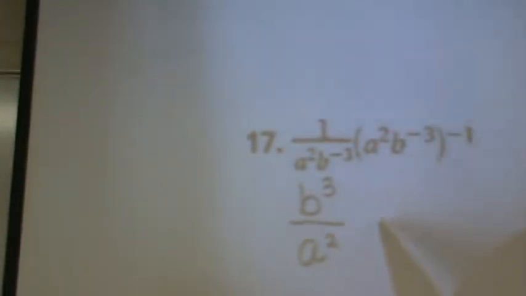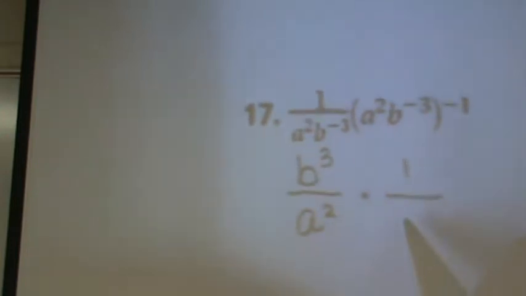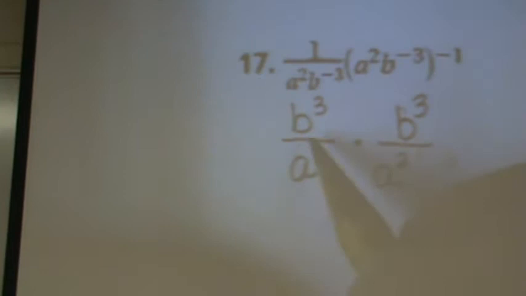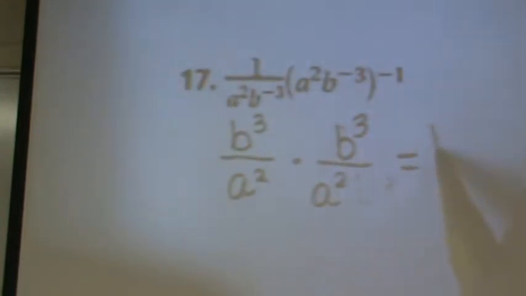And then this is going to come, because it's all to the -1 power, you're going to flip this, and it's going to be a squared b to the -3, because it's to the -1 power, so you bring it in the denominator. But this -3b is going to come up here, so you can just move this and make this b to the third up here. So now you're going to add these b's, and your answer is going to be b to the 6th over a to the 4th.